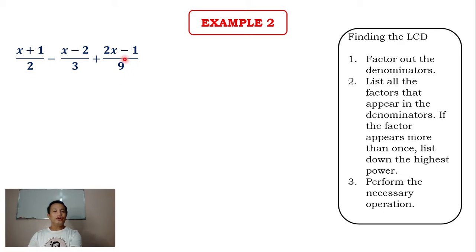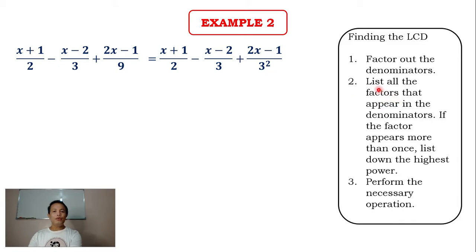But the third denominator, that is 9. So we can factor out 9 by using 3 times 3. So the fraction shall become, we copy the first fraction x plus 1 over 2 because we cannot factor out 2 anymore. We copy minus, and of course we copy the second fraction, which is x minus 2 over 3. Then the third fraction, that is 2x minus 1. Then we factor out 9, that is 3 times 3, which is 9, or we can write 3 times 3 as 3 squared, or that is 9.